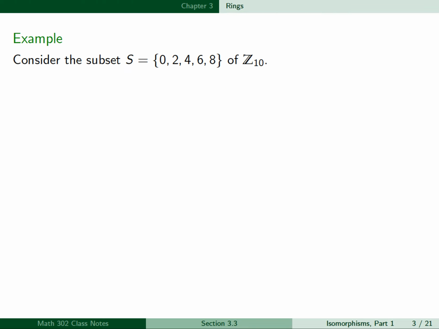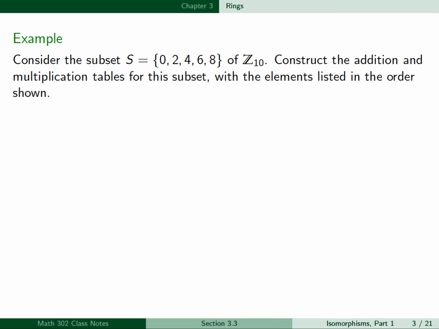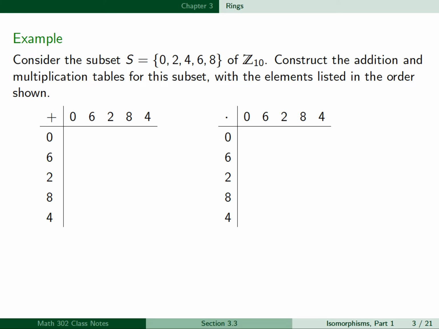So consider the subset S, consisting of the even integers mod 10, so containing 0, 2, 4, 6, and 8. We want to construct the addition and multiplication tables for this subset with the elements listed in the order shown. So we're going to list the elements 0, 6, 2, 8, and 4. On the left we have the addition table, on the right we have the multiplication table.